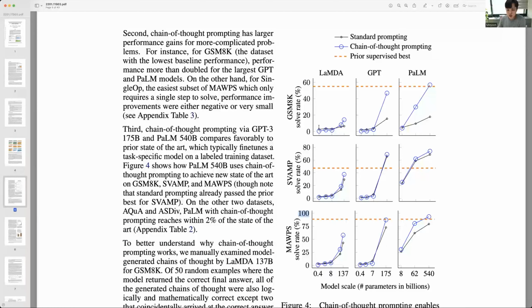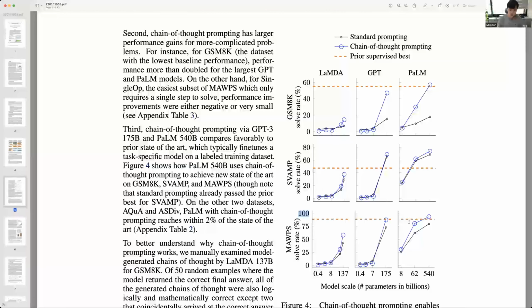So what they're saying is that in order to get the answer, if the model needs to generate a long explanation, then chain of thought prompting works really well. But if the solution or the explanation is very short, then the difference is not that high, as shown in the two bottom data sets.